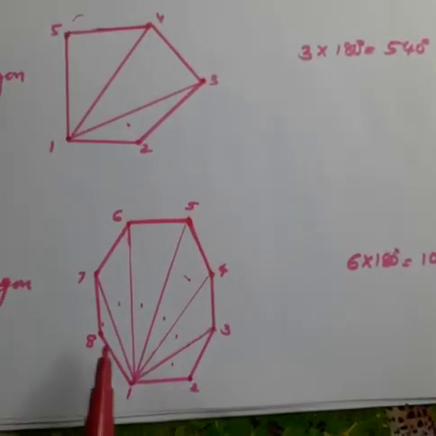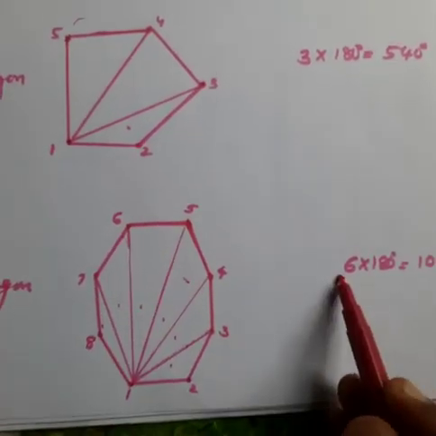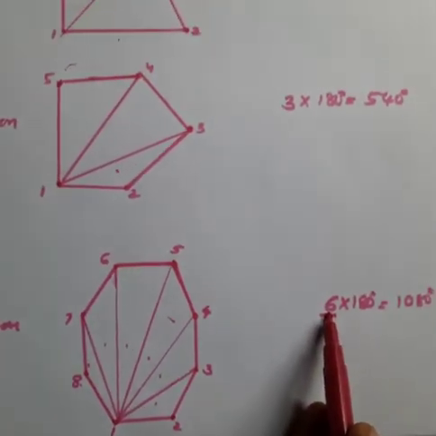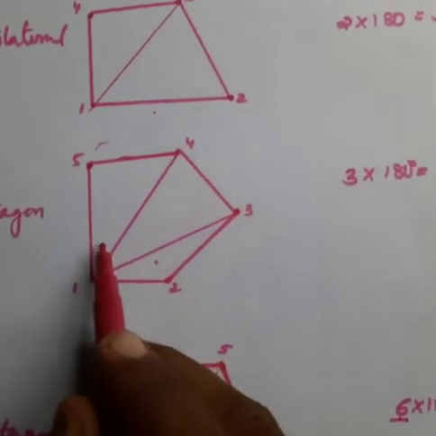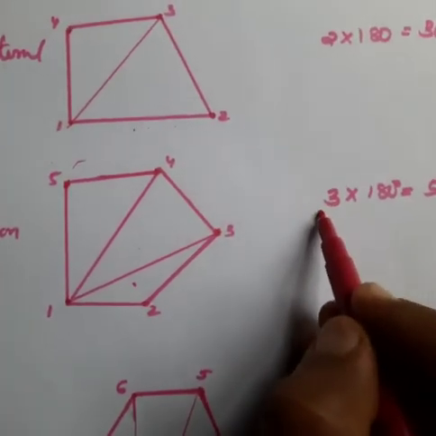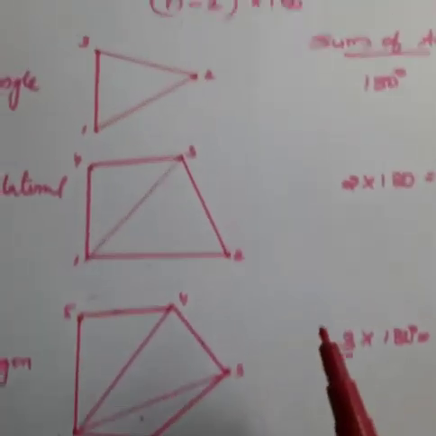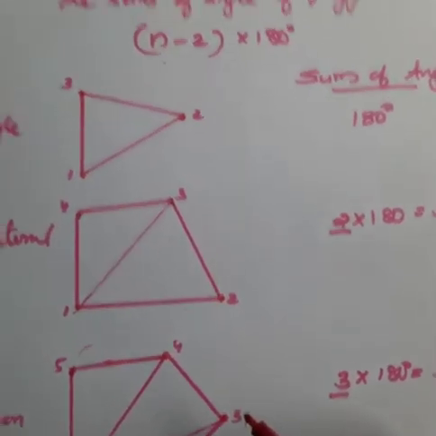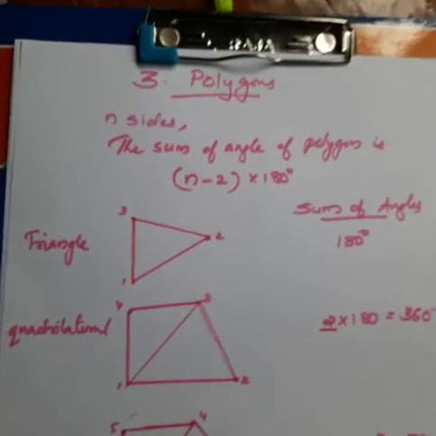So how many vertices are there? Here 8 vertices, reduce 2, you will get 6. Here 5 vertices are there. If you reduce 2, you will get 3 triangles. 4 vertices, if you reduce 2, you will get 2 triangles. So commonly we can write this.